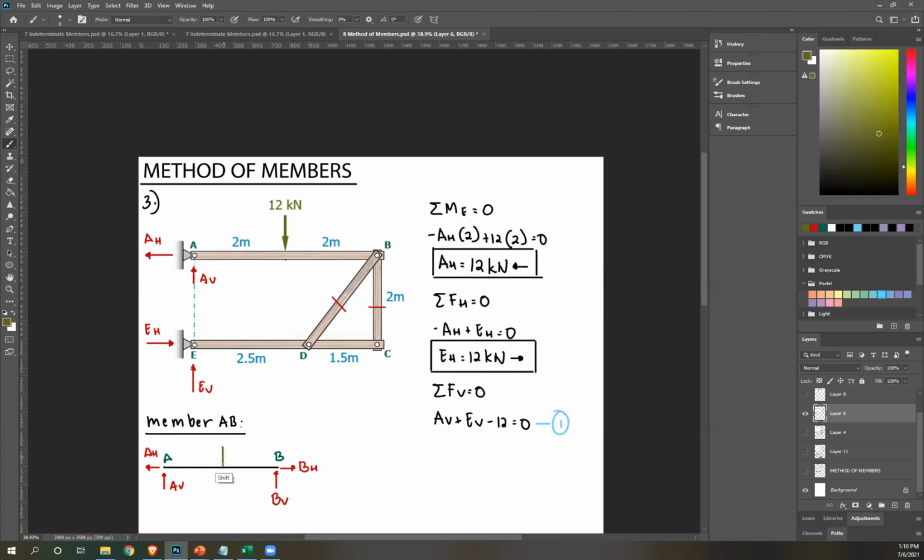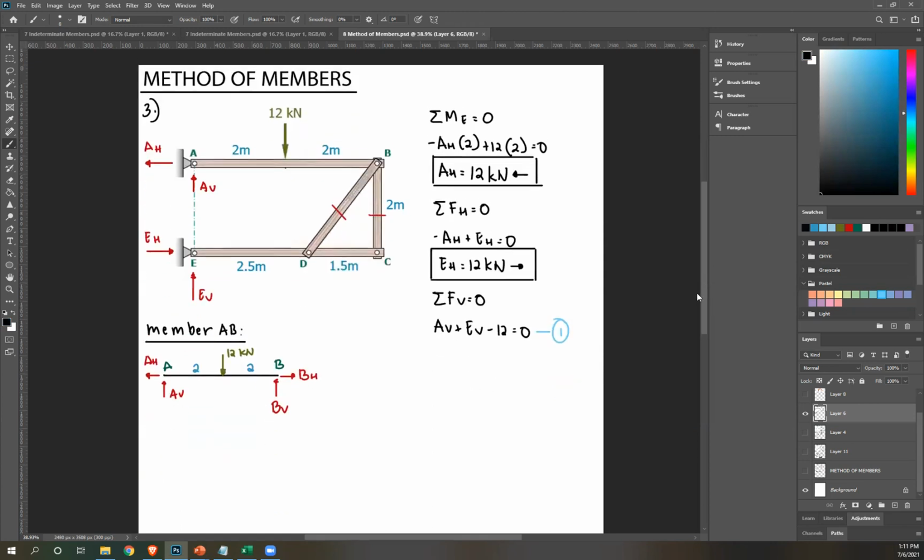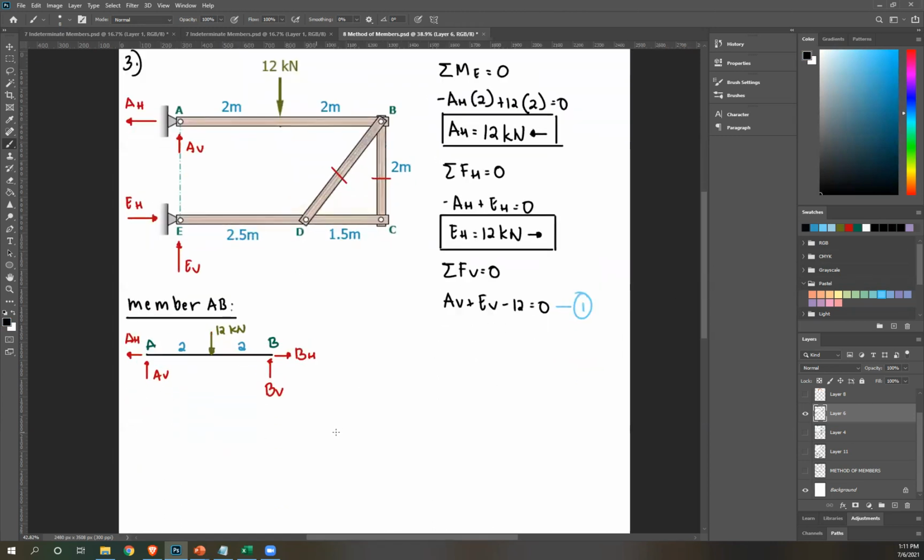This is 12 kilonewtons. And then lengths: this is 2 and 2, 1, 2. Now that we have that, we can create a new set of equilibrium equations. So let's start with moment again. Usually we start with that.